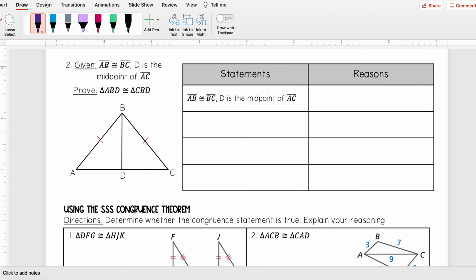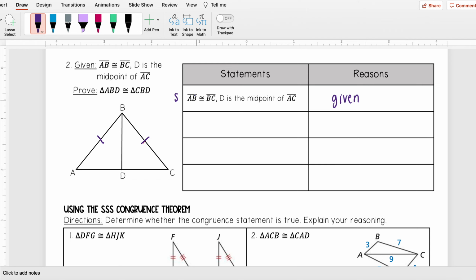Here I am given first that AB is congruent to BC. So I have that here. So I already have one side in my given information. And then I'm also given that D is the midpoint of AC. And I want to prove that triangle ABD, so this left triangle, is congruent to triangle CBD, so this triangle on the right hand side. So I already have one side. I now need to show that these two other sides are congruent to each other as well.